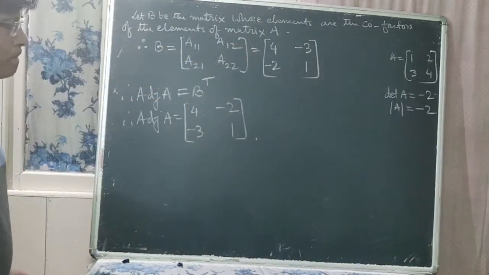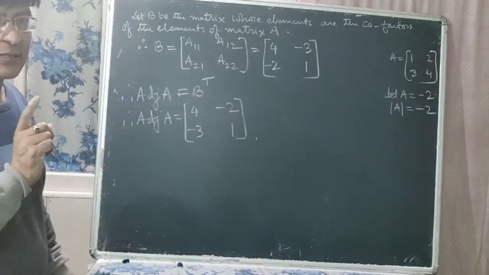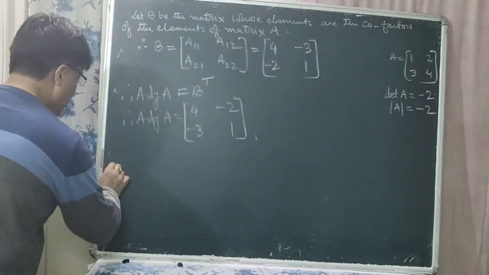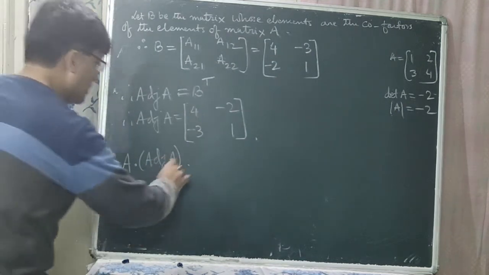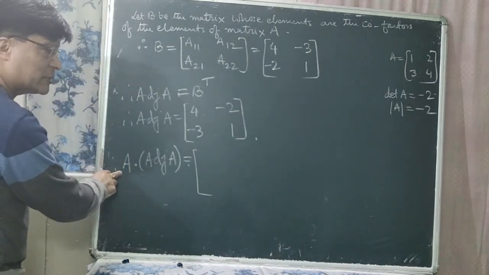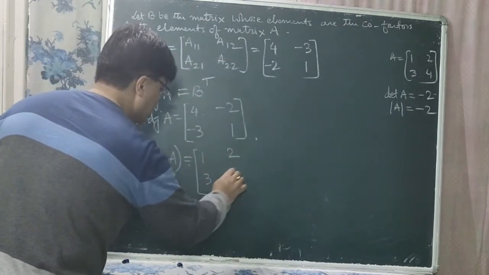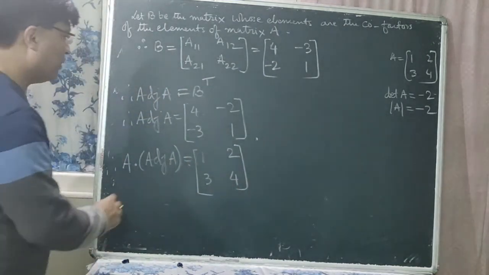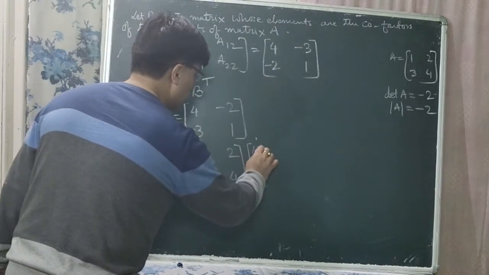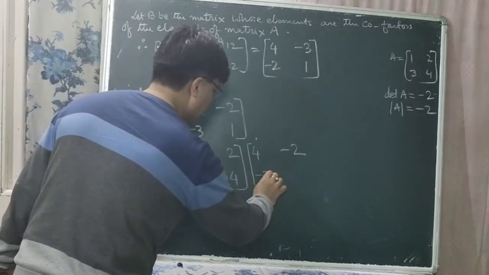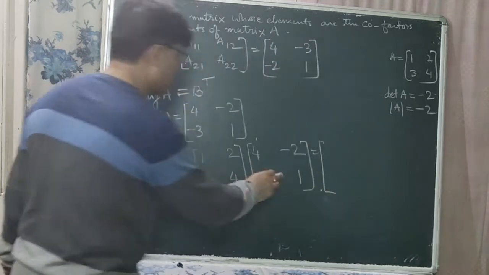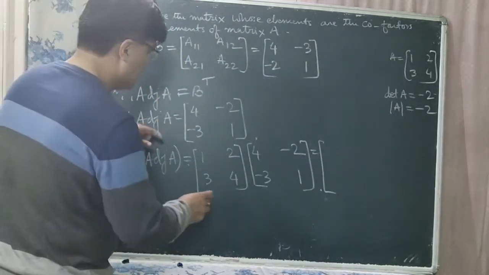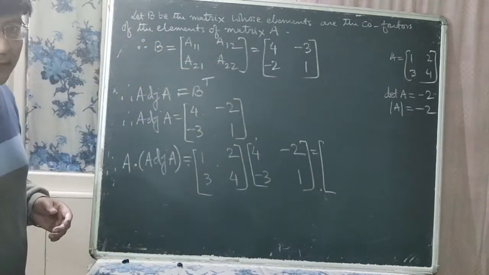So next, let us find out the relation A dot adjoint of A. So A dot adjoint of A is equal to, what is A? A is the given square matrix, 1, 2, 3, 4. And what is adjoint of A? We just found it. It is 4, -2 and then -3, 1. So this is the adjoint of A. So let us multiply them. You know how to multiply these two matrices, isn't it?